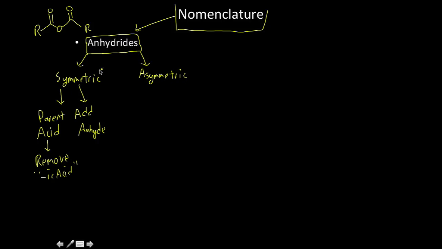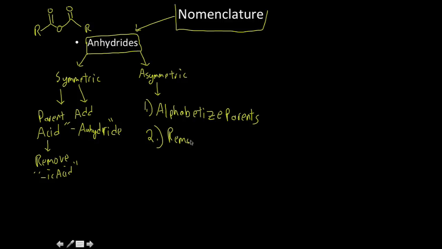That's the determining factor in how you're going to name these compounds. So assuming that we have a symmetric anhydride, the first thing you're going to do is name the parent acid, and it's the exact same on either side because it's symmetrical. And then we simply add the suffix of anhydride. Now, if it's an asymmetric anhydride, the first thing you want to do is alphabetize the names of your parent acids. After you do that, you're going to replace the word acid by anhydride. So we remove your acid, and we replace that with anhydride.